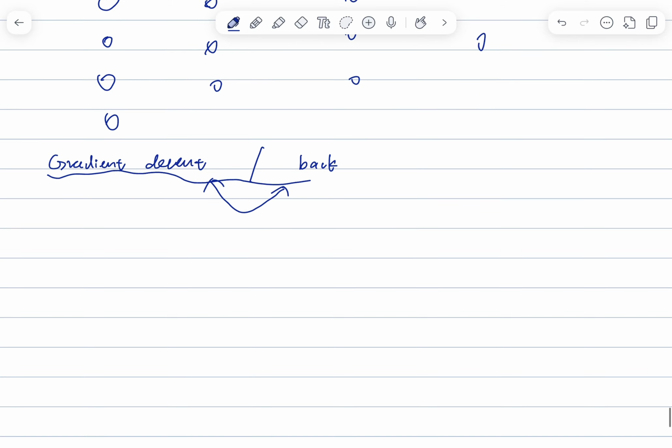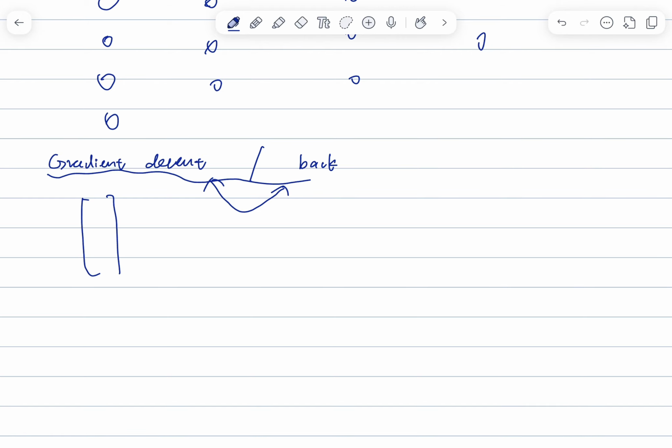So gradient descent gives you a giant matrix, like delta C. It gives you a giant matrix, and then backpropagation tells you how much you need to move it.